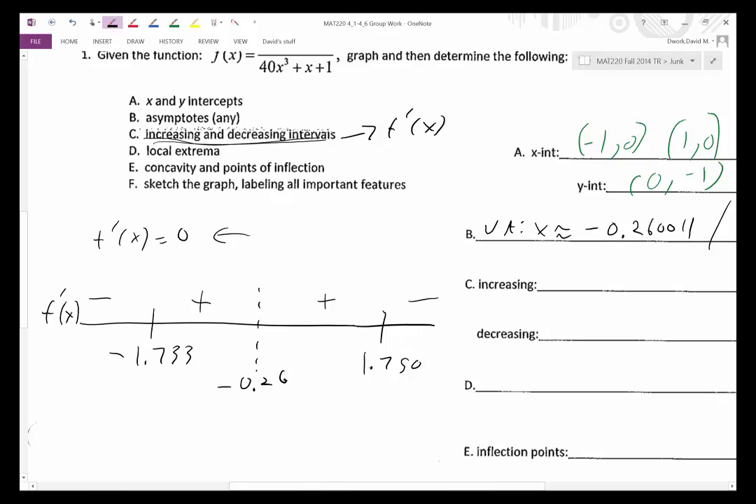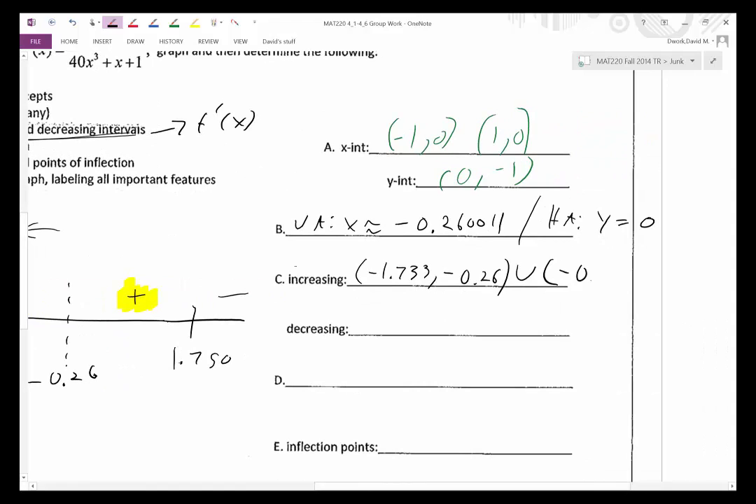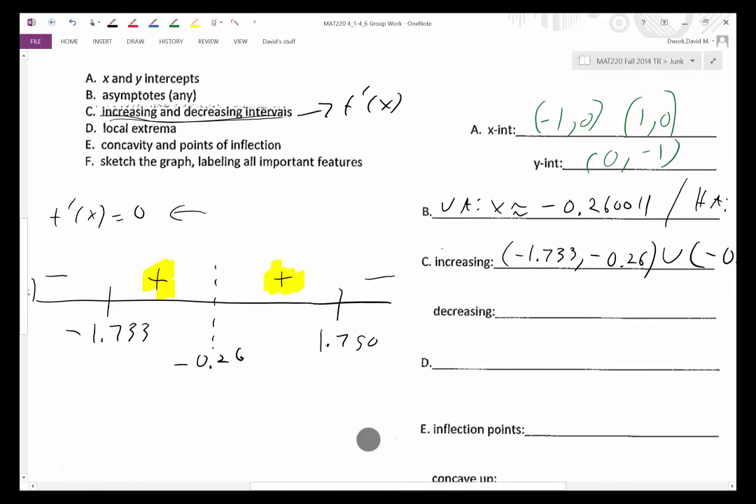So now we just need to write our answer. Let's start with increasing, since that's the first line. What we're looking for is anywhere we have positive slopes. So since we have positive slopes there, I know I'm increasing from negative 1.733 up to the value of negative 0.26. And then I am also increasing from negative 0.26 up until 1.750.